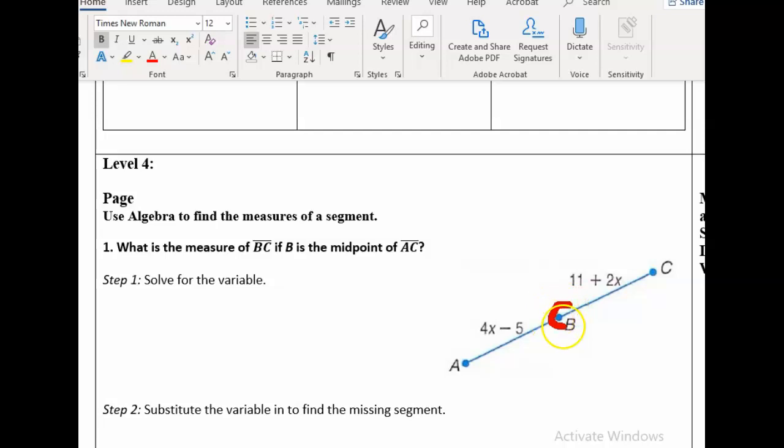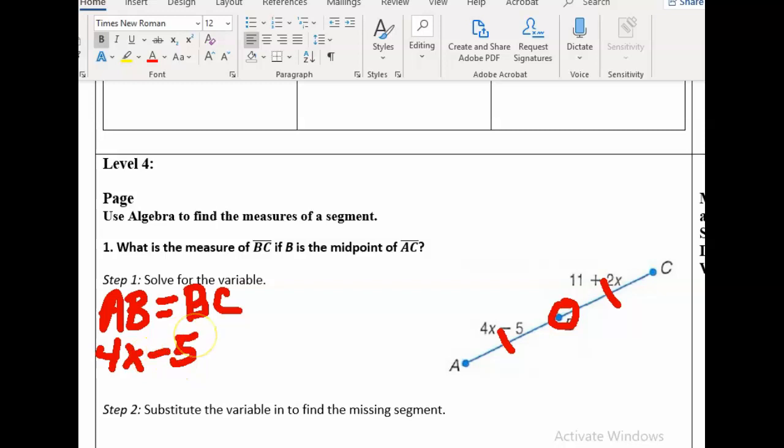Point B, that is the midpoint. So what that tells us is line segment AB is congruent to line segment BC, which means that they have the same measure. So we can conclude that the distance from A to B is the same as the distance from B to C. Okay, now, since AB is 4x minus 5, in place of AB, we're going to substitute 4x minus 5.